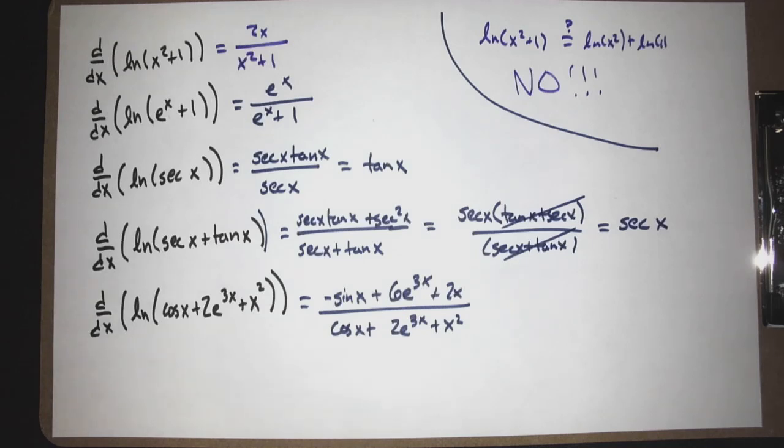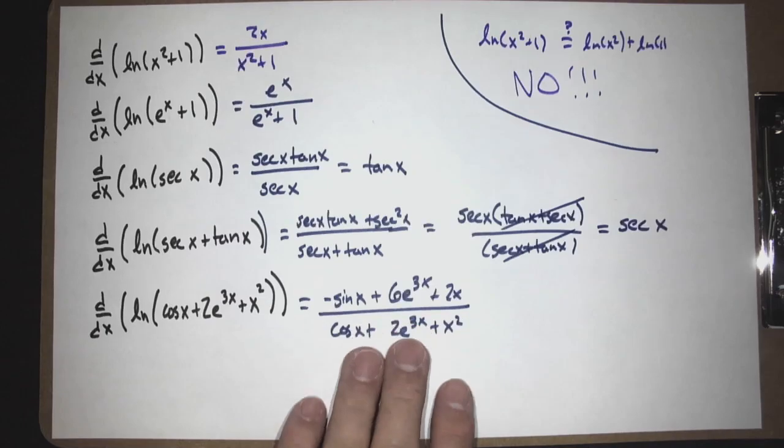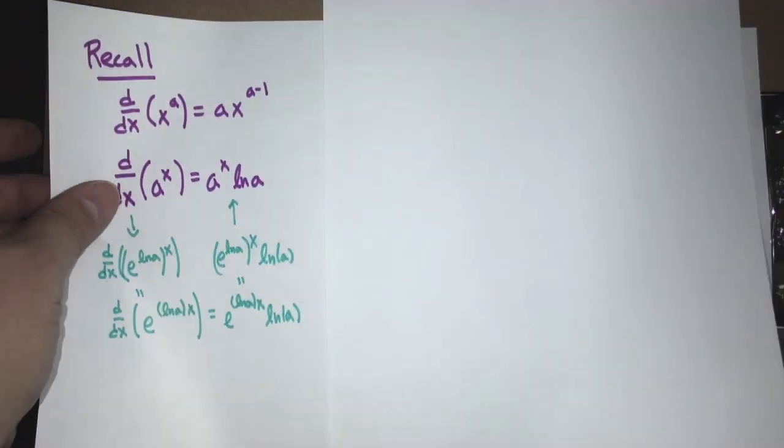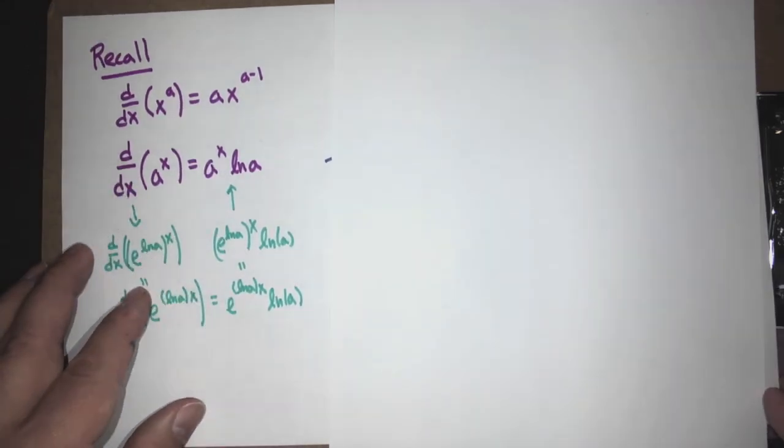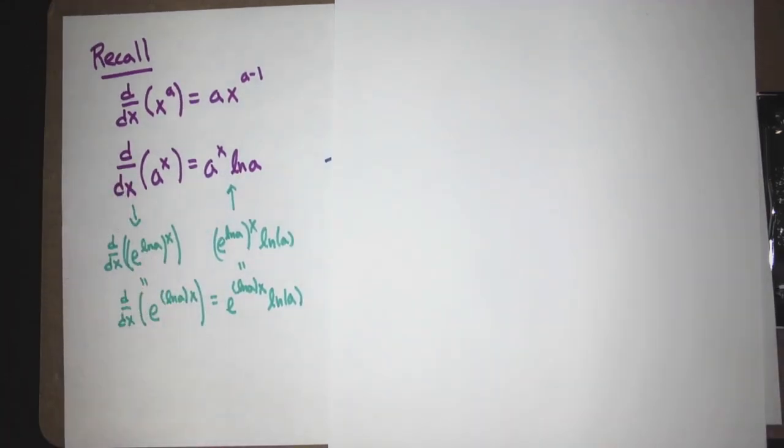Now, quick recall. The derivative of x to the power a is a times x to the power a minus 1. Now, we said that's true for all values of a. We actually haven't proven it yet. Give us 5 minutes, we'll prove it.